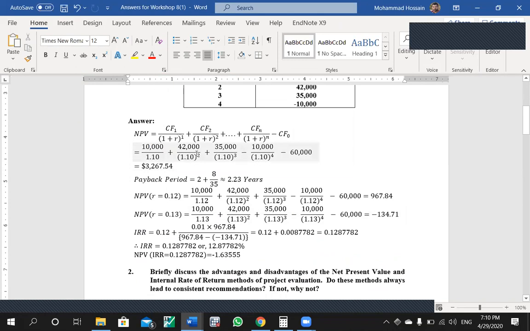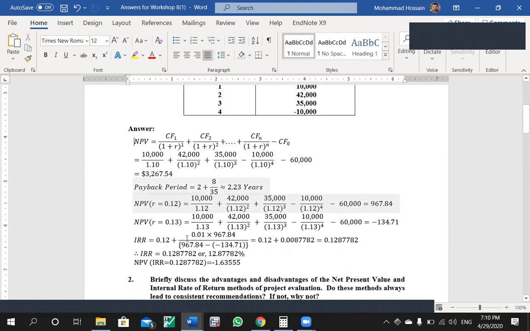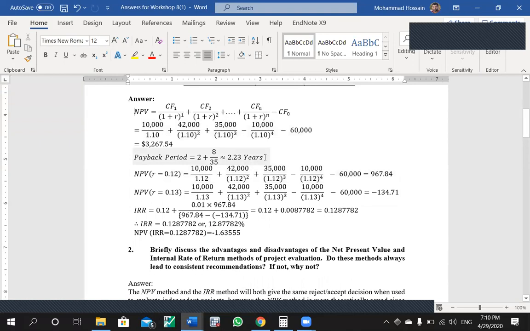Second year, look, r squared. Our cash flow is 42, so 42 by 1 plus r to the power n. Third year, 35 by 1 plus r to the power n. Fourth year is minus 10, so we did the minus figure. And this is our initial investment to be subtracted. That's it. So your net present value is 3,267.54.